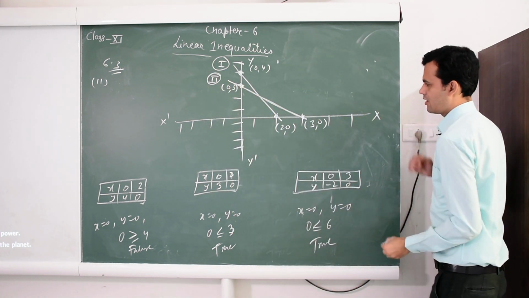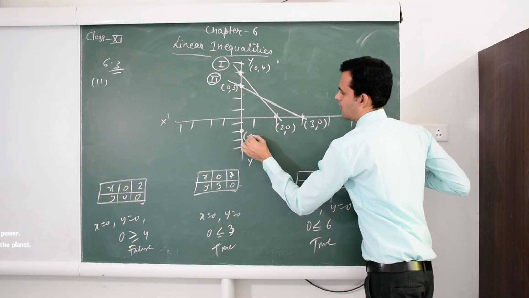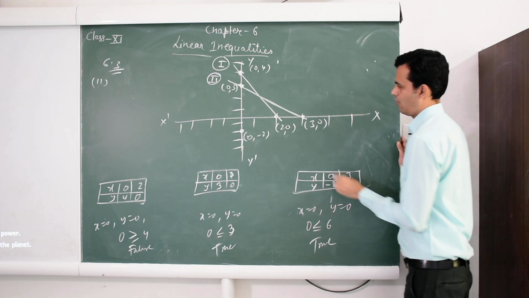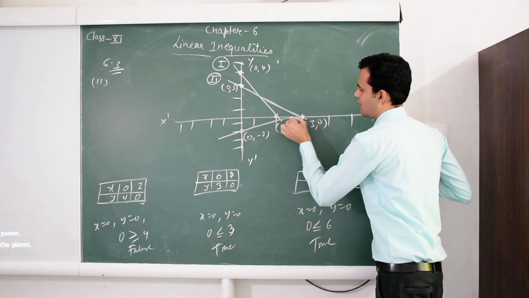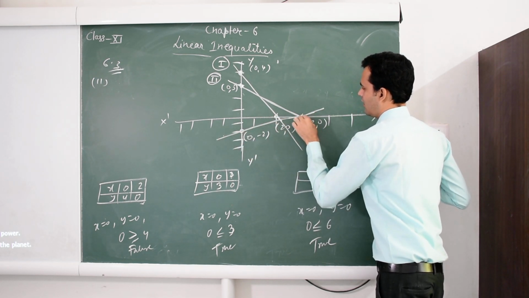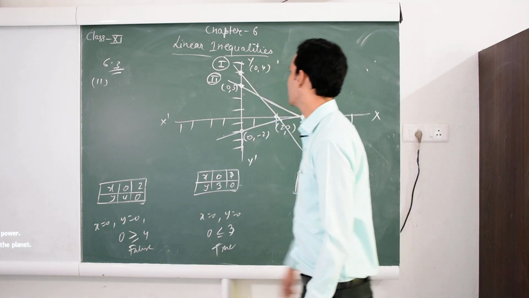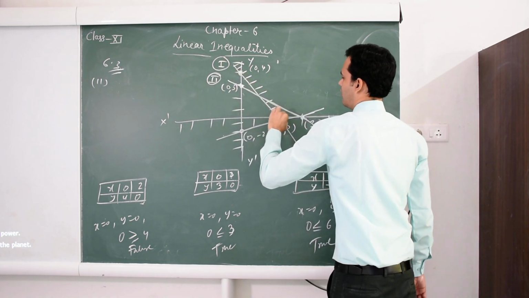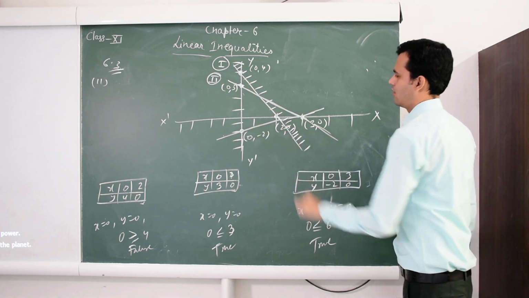And the third, x 0, y minus 2, (0, minus 2), and x 3, y 0, the same point. So the third line is this. So these are the 3 lines. Now for the first, the condition is false, so the shaded region will be away from the origin.